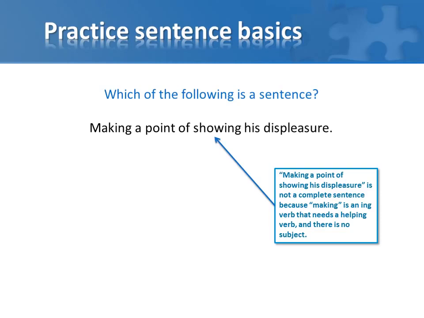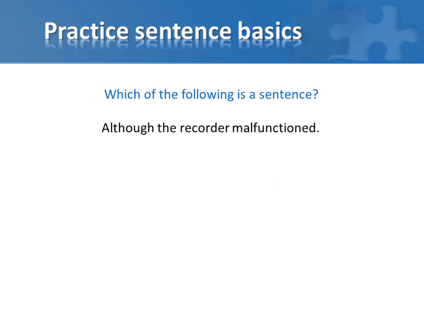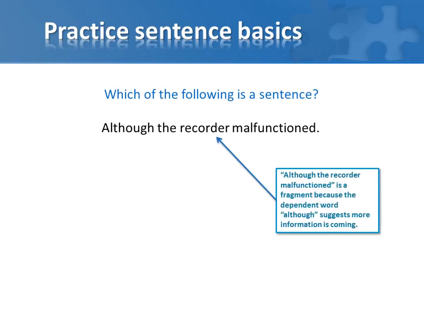Our last example here is although the recorder malfunctioned. Now, we can find a verb in this sentence, malfunctioned, and we do find a subject, someone or something that's doing the malfunctioning, the recorder. The problem here is there isn't a sense of completeness because that word although suggests that there's more coming in the sentence. Although the recorder malfunctioned, we expect to hear something else. So because we don't hear something else, this is actually a sentence fragment, an incomplete sentence, because it lacks a sense of completeness.